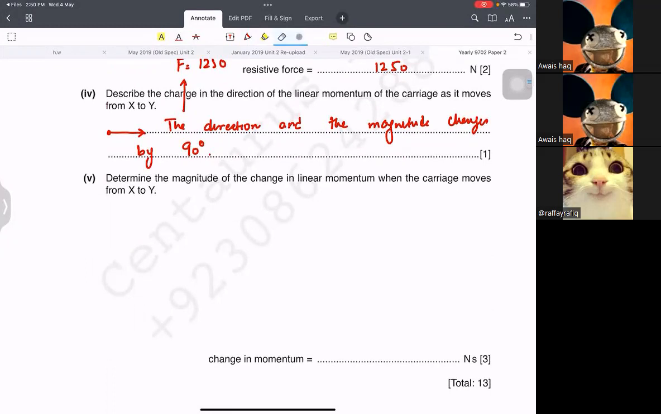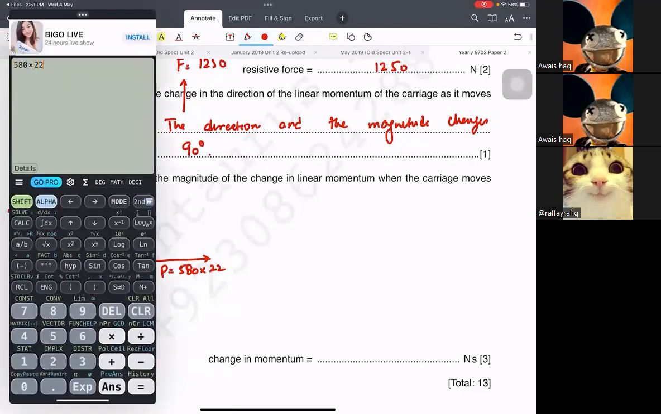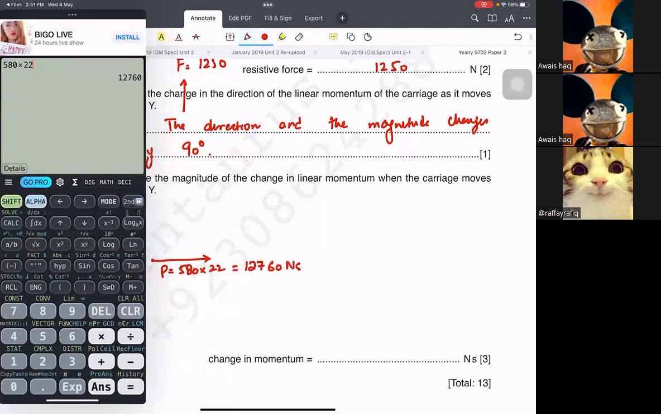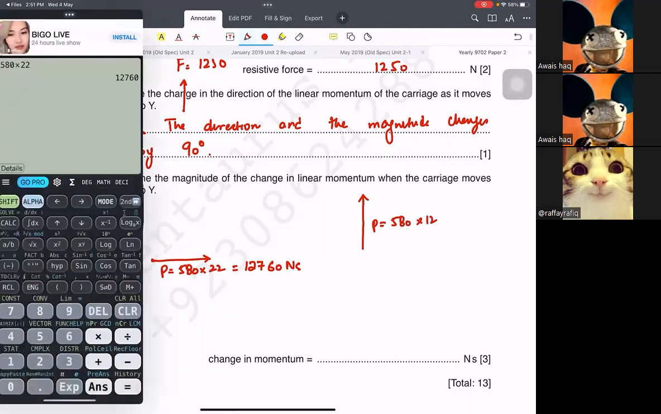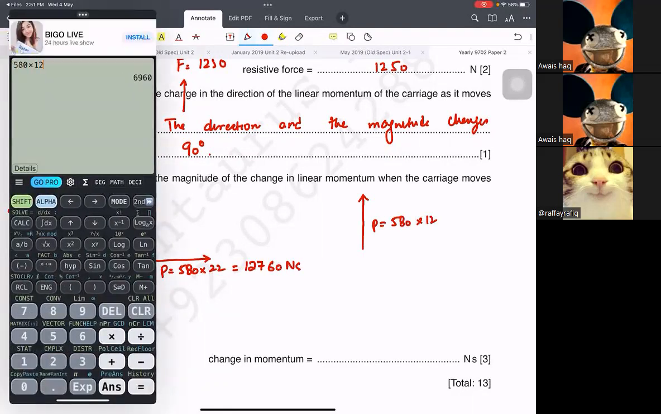You guys need to understand that momentum is a vector quantity. So suppose initially momentum was like this, and we can find that momentum. 580 was the mass, and I think 22 was the speed. So 580 times 22. So the momentum was 12760 Newton second. And then at y, it was like this, and momentum was 580 times 12. So that would be 6960 Newton second.